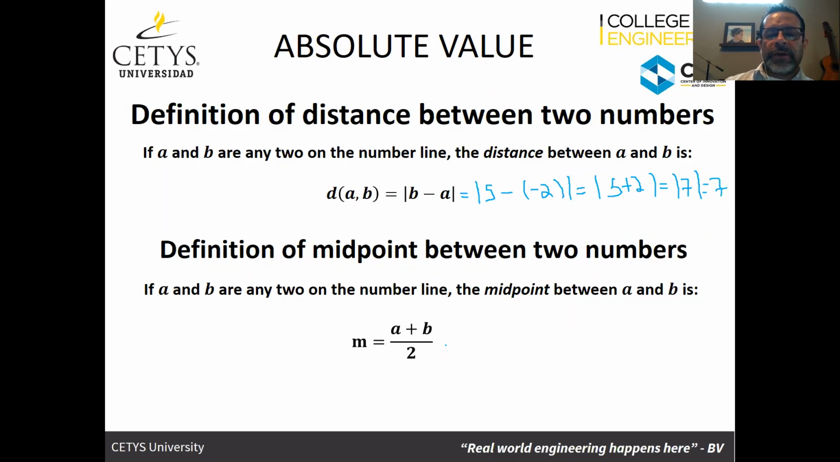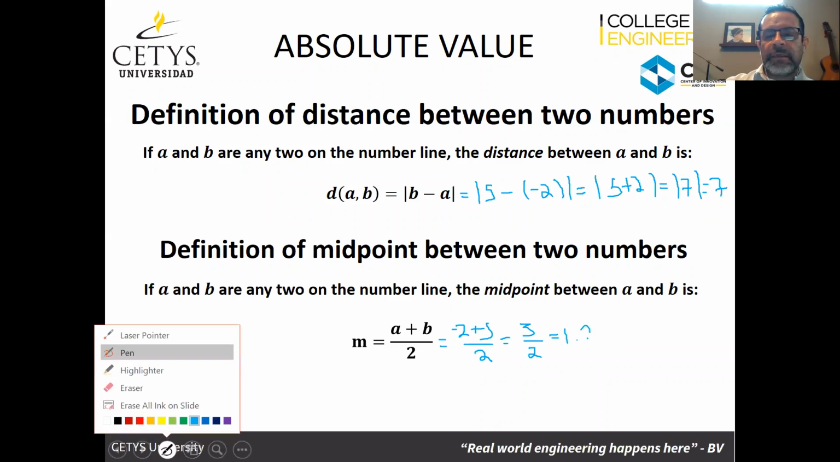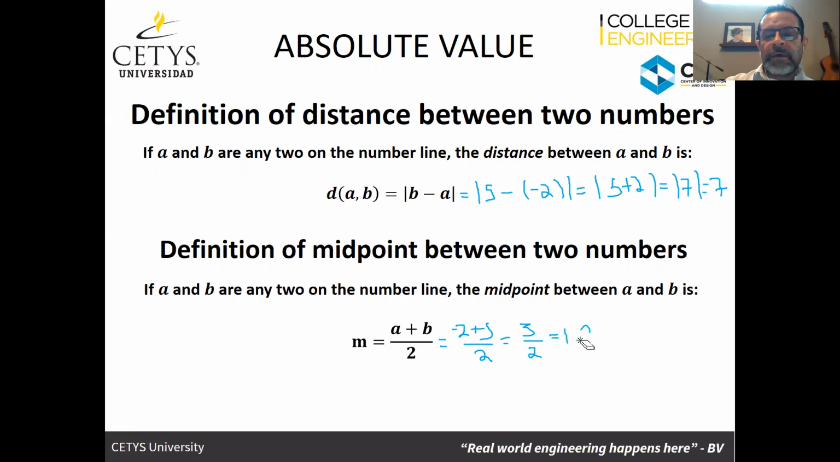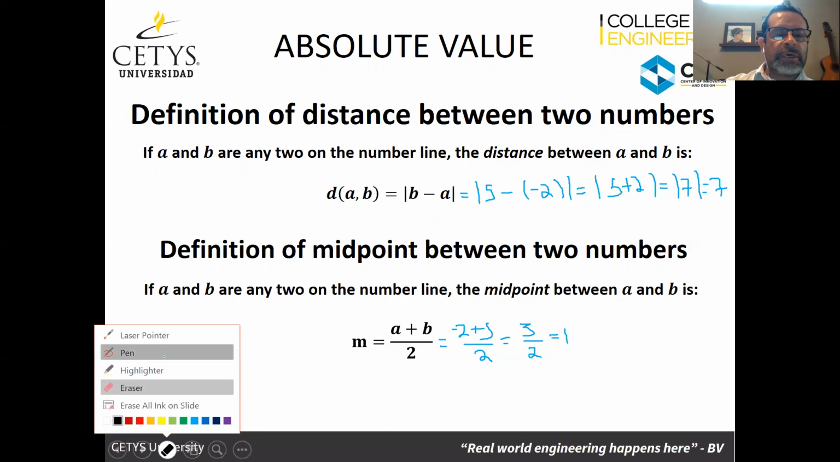Okay. And on the other hand, if we've got the midpoint, then we're going to have (A plus B) divided by 2. A is minus 2, B is plus 5. This is going to be equal to minus 2 plus 5, which is 3. And if we divide 3 by 2, this is going to give us 1.5. Okay, so it's very easy to apply the expressions that relate the distance between 2 points and also the midpoint.